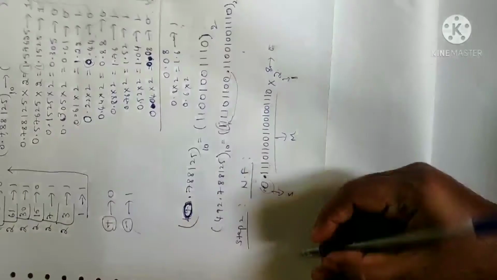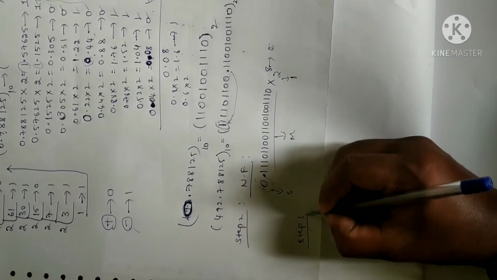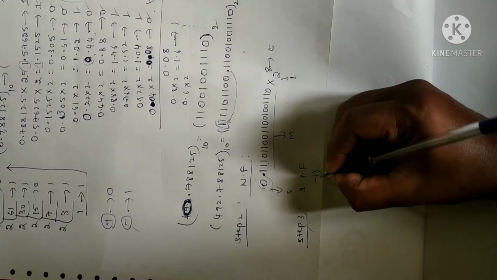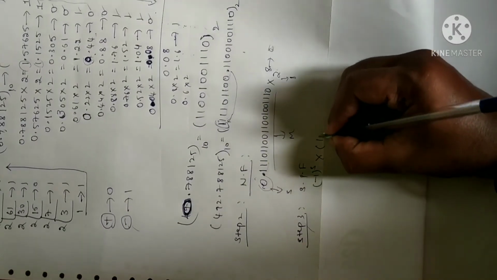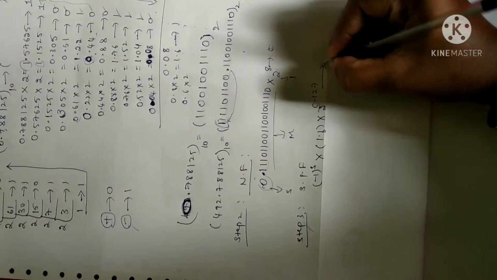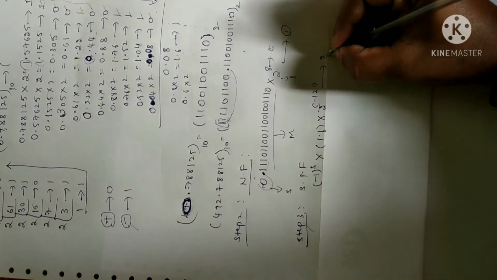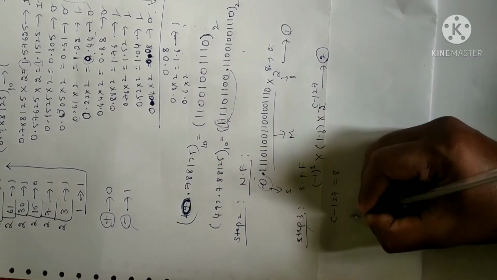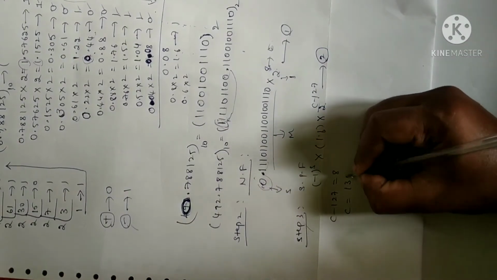Now go through step 3. What step 3 says is, let me write the single precision form. What is the formula for that? Minus 1 power of s into 1 point f into 2 power of c minus 127. Now compare this with the above equation. Let me take this as 1, 2. Comparing the powers, you will get c minus 127 is equal to 8, so that c is equal to 135.